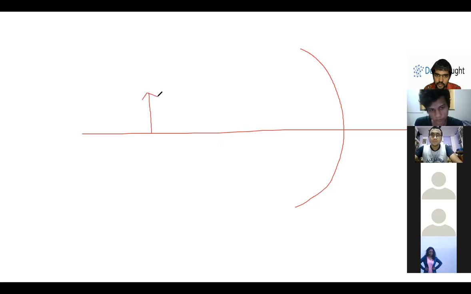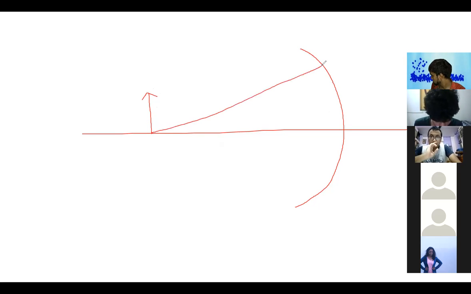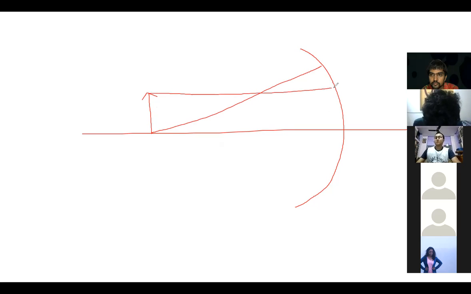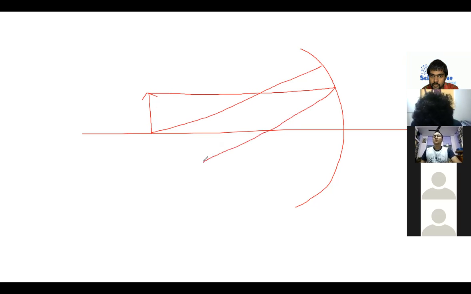Now I'll show you a very, very obvious and fairly simple result. Let's say there's an object here, okay? And so there's light, which passes through the focus.